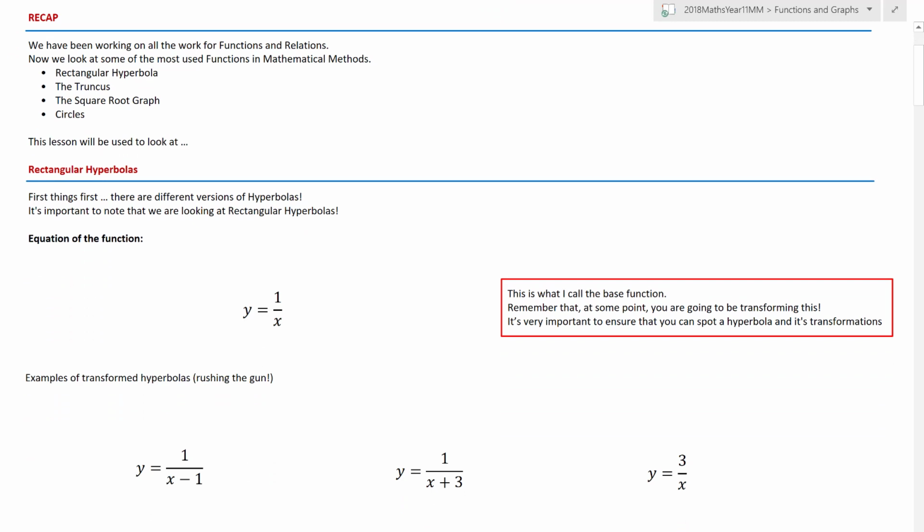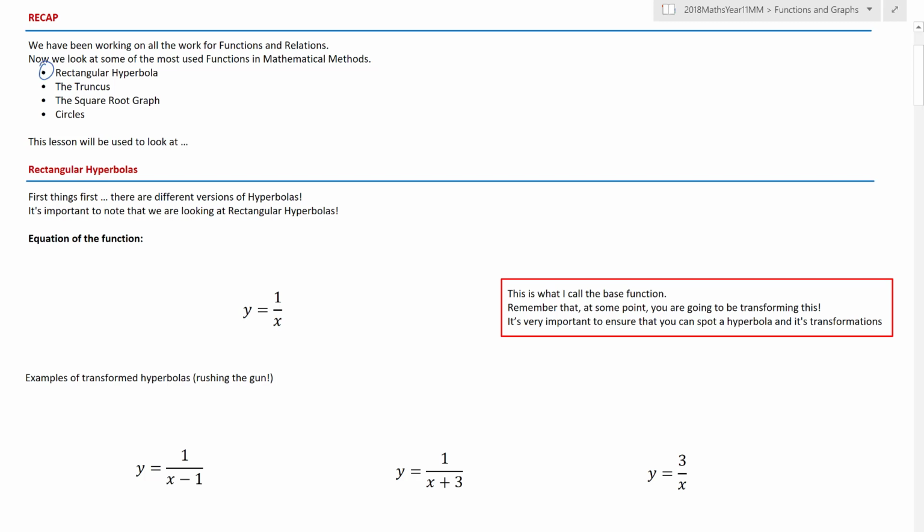So here we go. Recap. Previously, we've been working on domains and ranges and functions and one-to-one functions and everything that we can to describe functions. Actually, we sort of did this backwards, because now we're going to go back in the textbook, the Cambridge Essentials series, which I'm currently teaching to. And we're going to look at some very important and specific graphs.